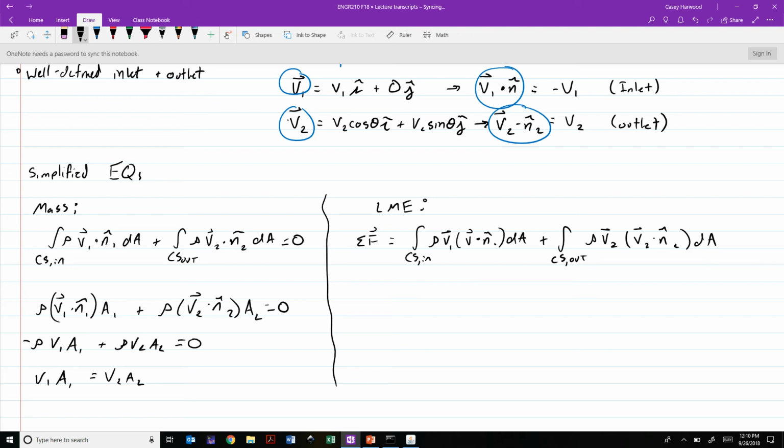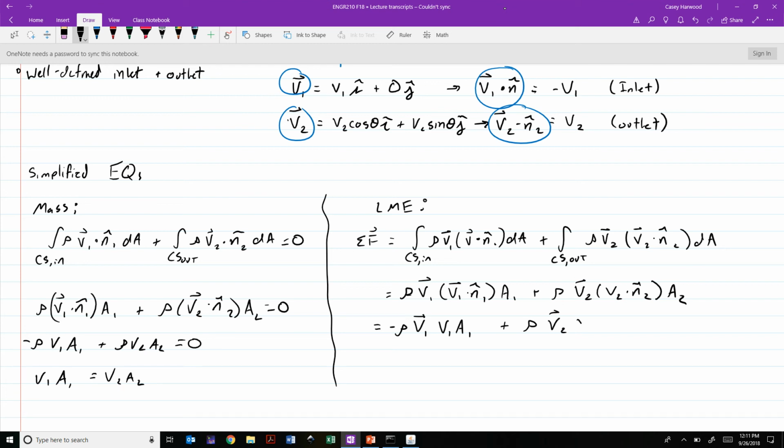A similar approach to the linear momentum equation is going to get us rho v1 v1 dot n1 A1 plus rho v2 v2 dot n2 A2, which becomes negative rho v1 v1 A1 plus rho v2 v2 A2.